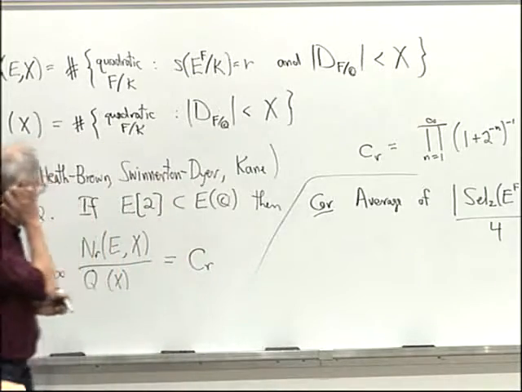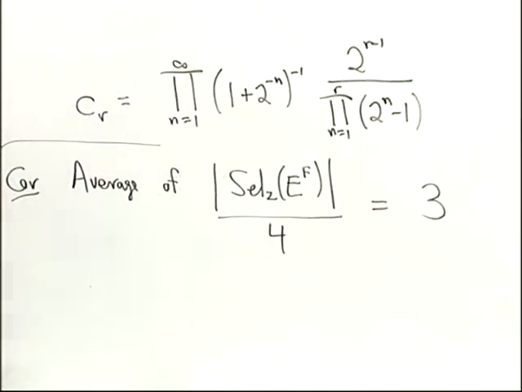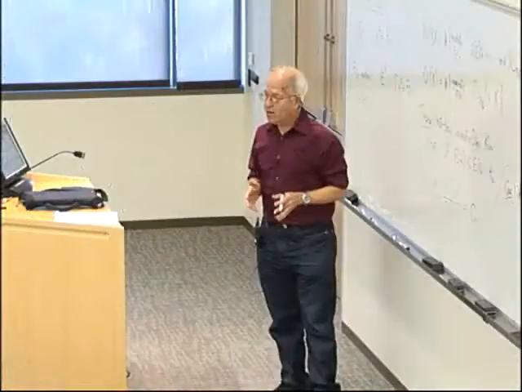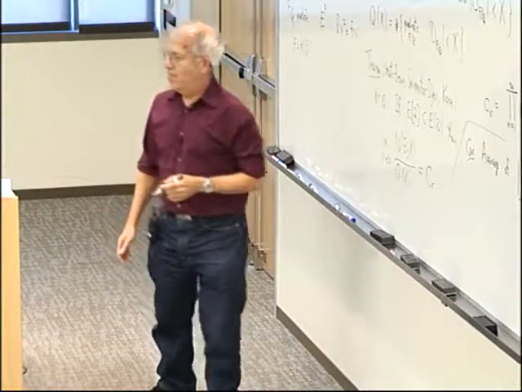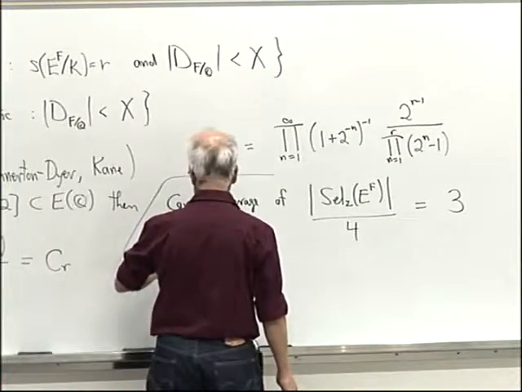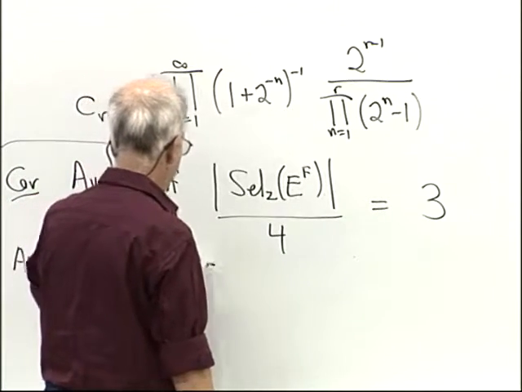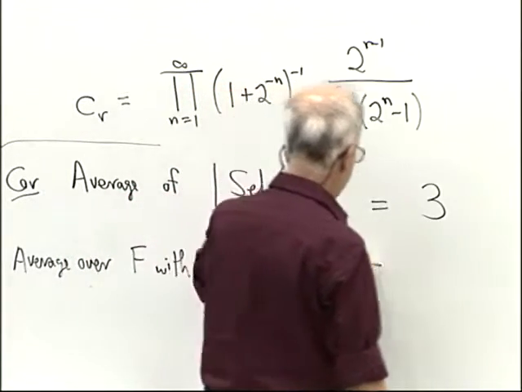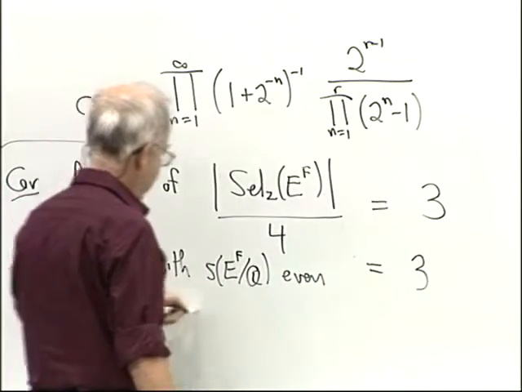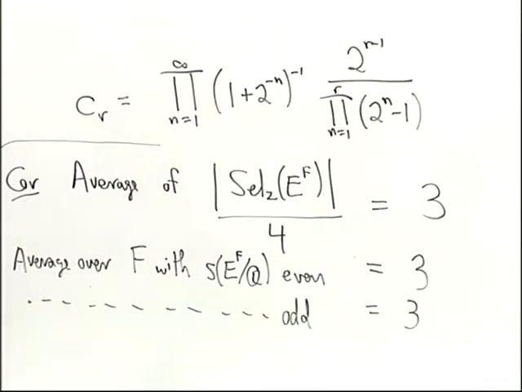And the other slightly, not curious, but surprising thing is that if we take the average not over all the curves in this family, but just the ones with even Selmer rank, we also get 3. Or just the ones with odd Selmer rank, we also get 3. So the average over F with Selmer rank of E^F over Q even is 3, and the average for odd is 3. So somehow the even ones and odd ones are going on independently with this same average.